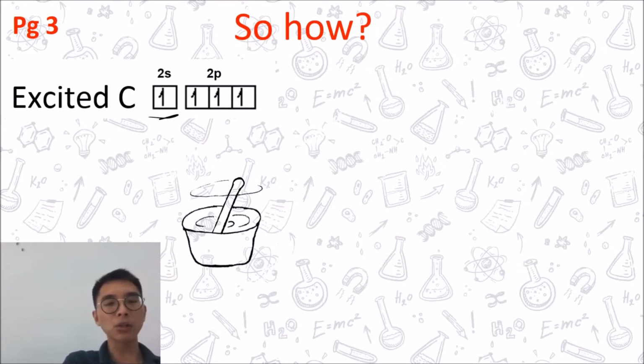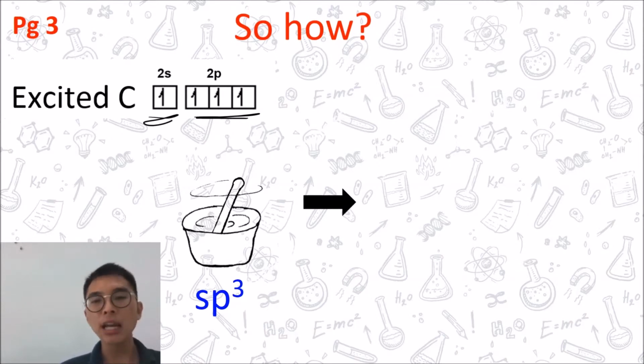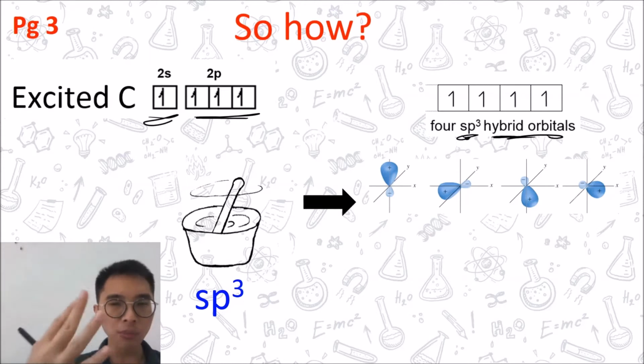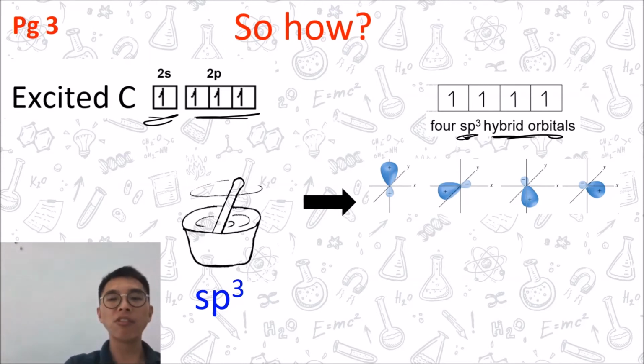Because I took an s orbital and 3 p orbitals, that's why it's going to be called sp3 hybridization. I'm going to mix them up and form new orbitals. These are called sp3 hybrid orbitals, a new type of orbital. Because I took 1 s and 3 p, a total of 4 orbitals, I should end up with 4 orbitals as well. And this is how they look.